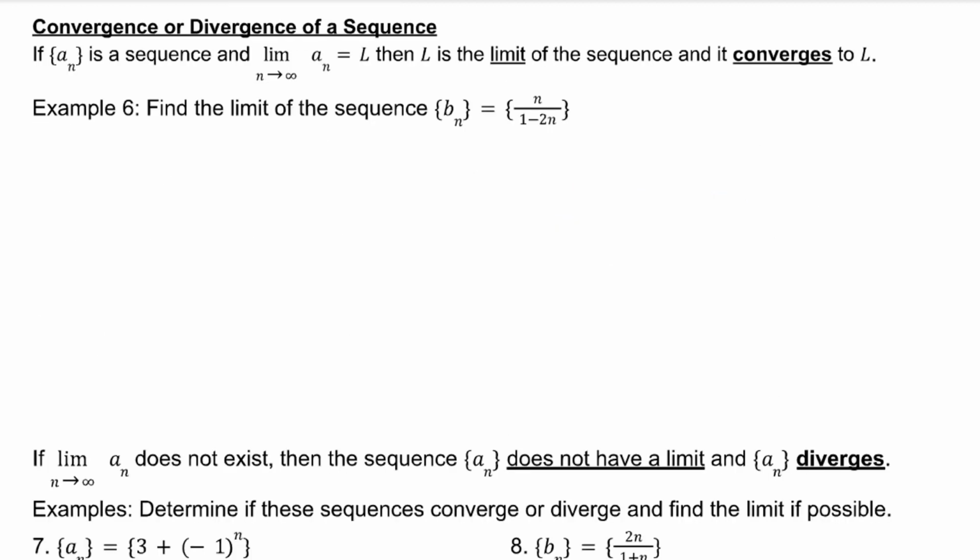If a sub n is a sequence, and the limit as n approaches infinity of a sub n equals L, then L is the limit of the sequence and it converges to L. Find the limit of the sequence b sub n.